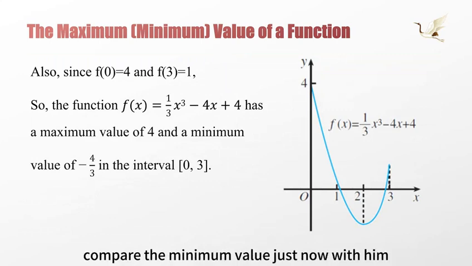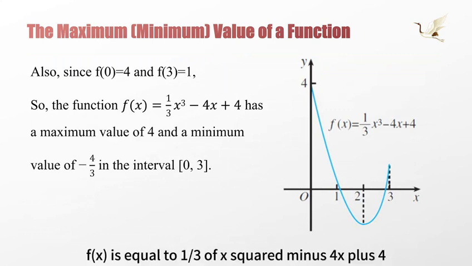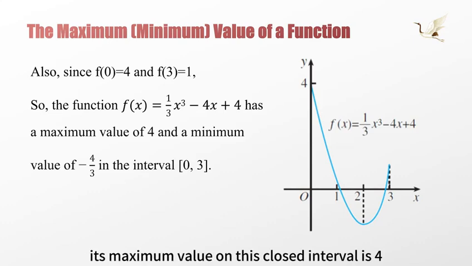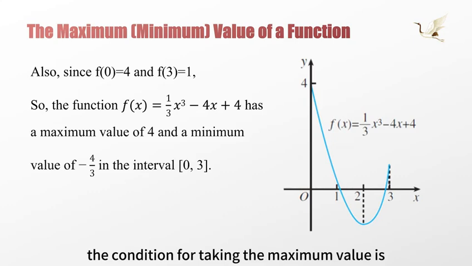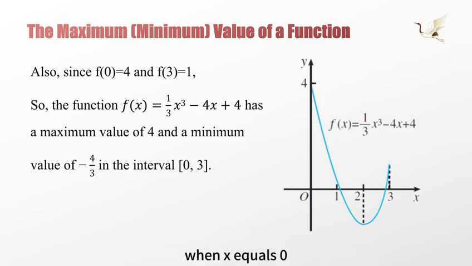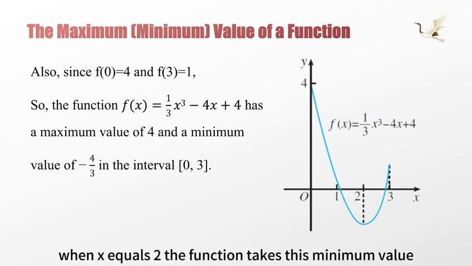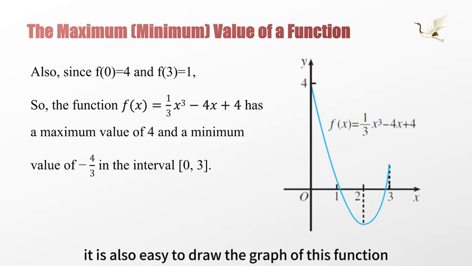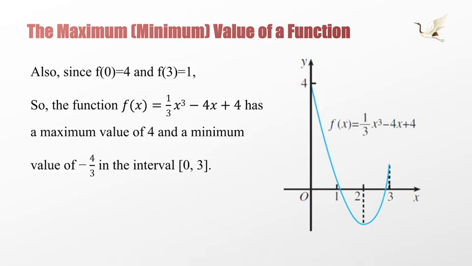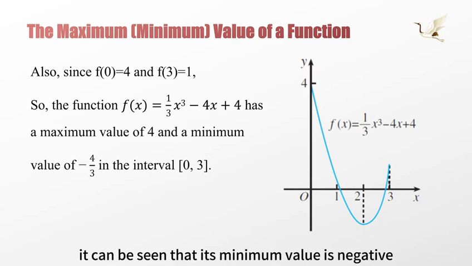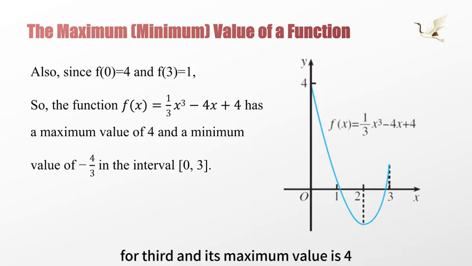f(3) is 1. Compare the minimum value just now with these, so we can find that the function f(x) equals 1/3 x cubed minus 4x plus 4 has a maximum value on this closed interval of 4. The condition for taking the maximum value is when x equals 0, and the minimum value is -4/3. When x equals 2, the function takes this minimum value. It is also easy to draw the graph of this function on the closed interval 0 to 3. It can be seen that its minimum value is -4/3, and its maximum value is 4.